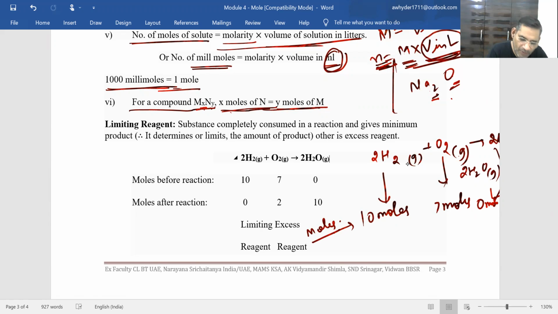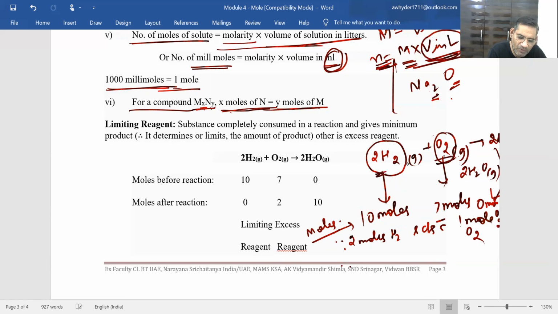See how many moles of hydrogen are there? 2 moles. 2 moles react with 10 moles. This you should know, they won't provide you all this. 2 moles of hydrogen react with 1 mole of oxygen. Therefore, in this question, what they have given is 10 moles. 10 moles of hydrogen will react with 10 into 1 divided by 2, that is 5 moles of oxygen. 10 moles of hydrogen react with 5 moles of oxygen.